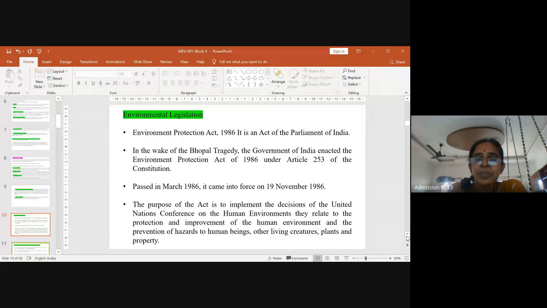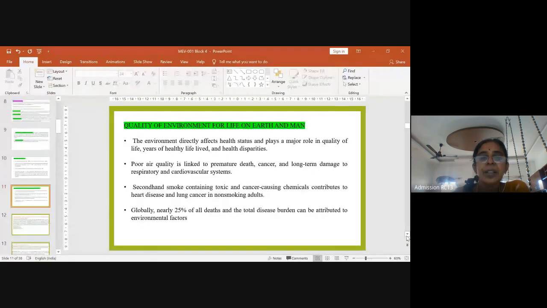The purpose of the act is to implement the decisions of the United Nations Conference on the Human Environment. They relate to the protection and improvement of the human environment and prevention of hazards to human beings, other living creatures, plants, and property. So, quality of environment for life on earth and man.